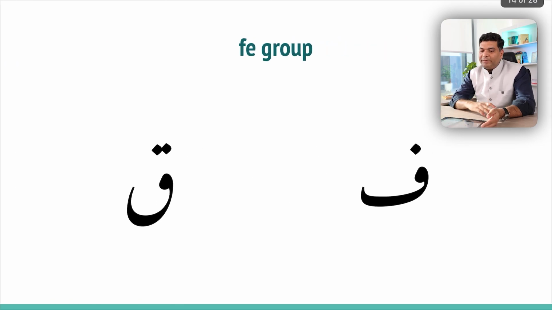Similarly, you will see Fe and Qaf. Similar shapes. Fe is slightly more flattened. Qaf is slightly more round. Fe has got 1 nokta, Qaf has got 2 nokta.